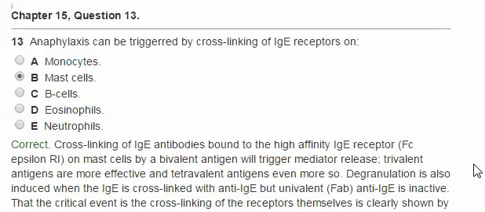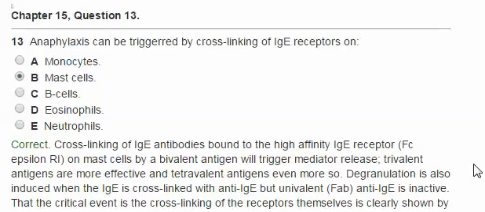Number 13, anaphylaxis can be triggered by cross-linking of IgE receptors on A. monocytes, B. mast cells, C. B cells, D. eosinophils, E. neutrophils, and the answer is mast cells. Anaphylaxis can be triggered by cross-linking of IgE receptors on mast cells.